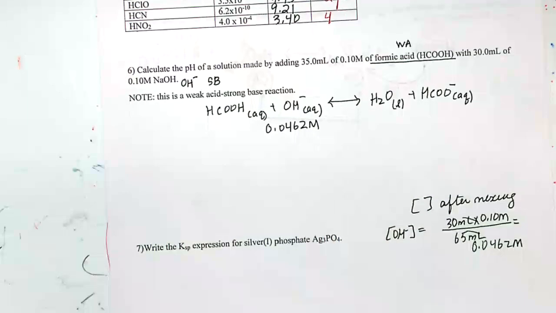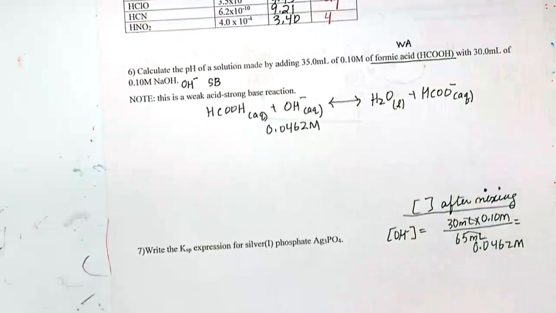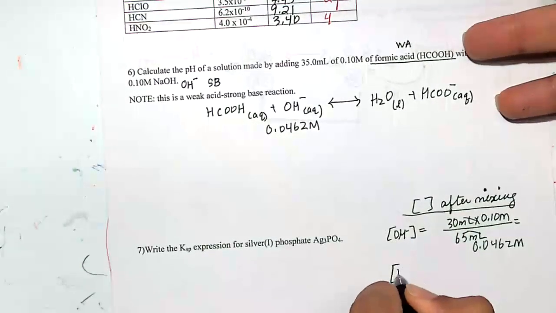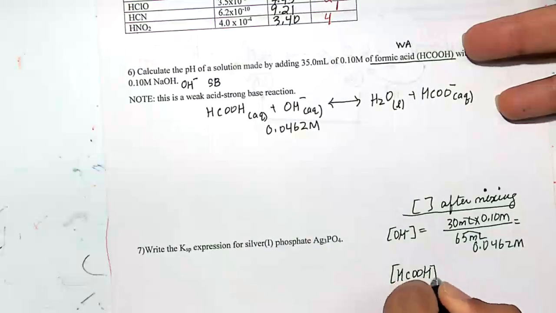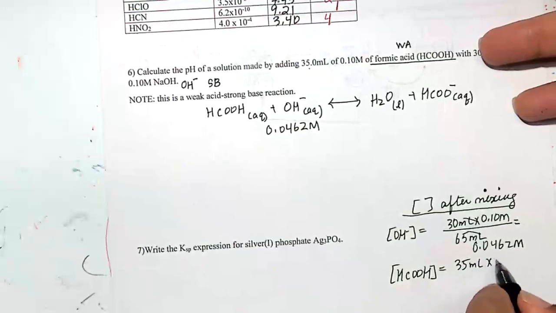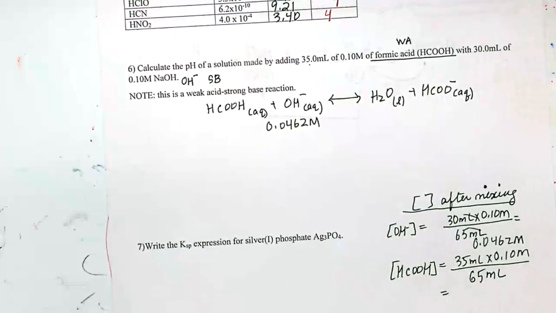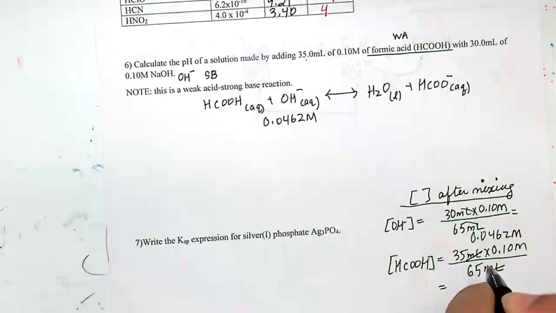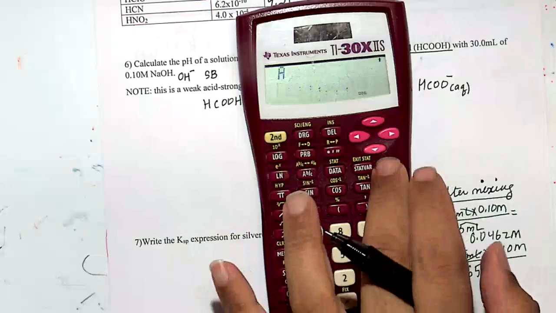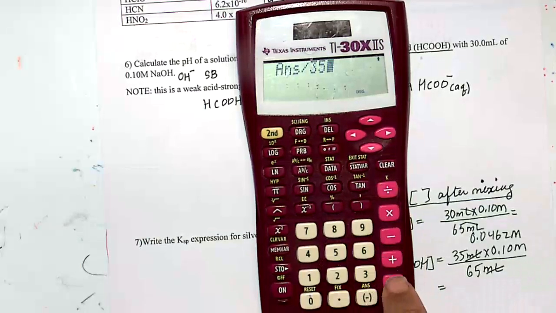Okay, let's figure out the concentration of the weak acid. This is the concentration after mixing. This is going to be 35 mL times 0.1 molar. What's our total volume? As Sam said, it's 65 mL. The mL and mL cancel, so 35 times 0.1 is 3.5. Divided by 65.